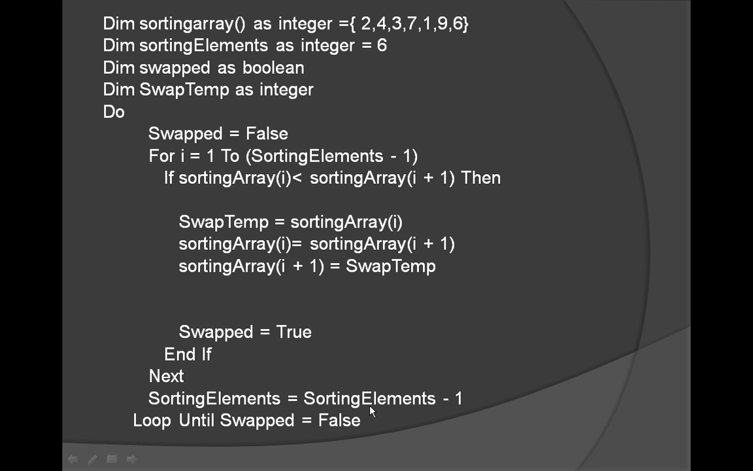I decrease the number of sorting elements each time. Doesn't mean I'm making the array smaller. It just means if I've already worked out that the smallest number is here, I don't bother checking it again. We'll see that in a moment.